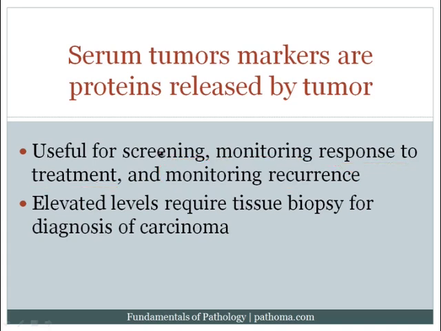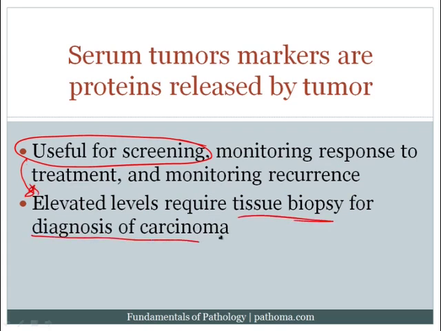I want to remind you that when it's used for screening, elevated serum levels still require a tissue biopsy for diagnosis. I think I've already hammered home this point. You cannot make a diagnosis of cancer without a tissue biopsy. And so even if a patient has a super high PSA, let's say, some crazy number like 300-400, that still would require a tissue biopsy before a diagnosis of carcinoma can be made.